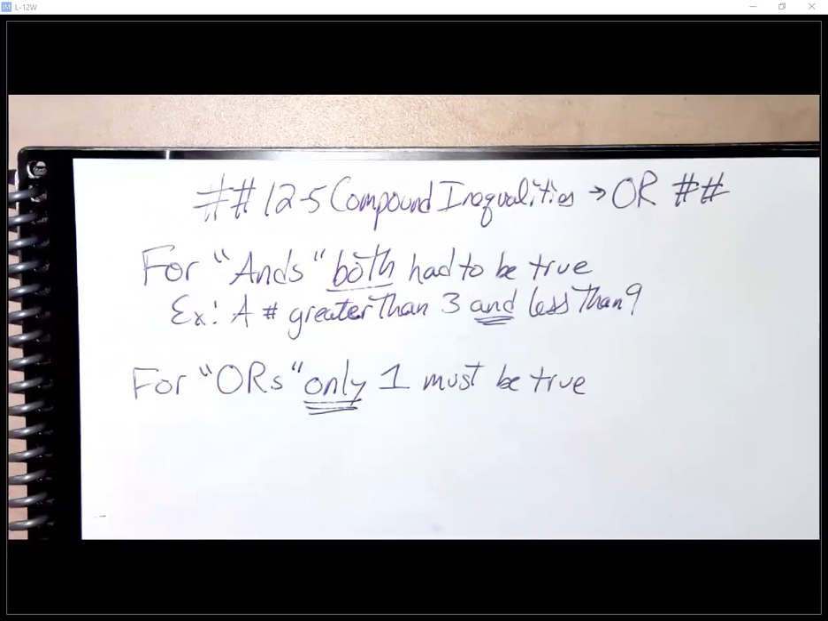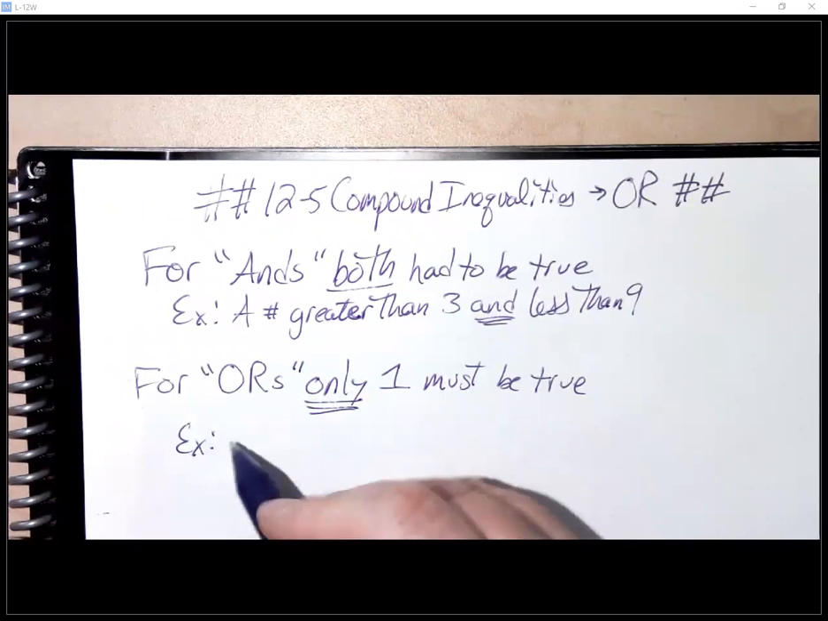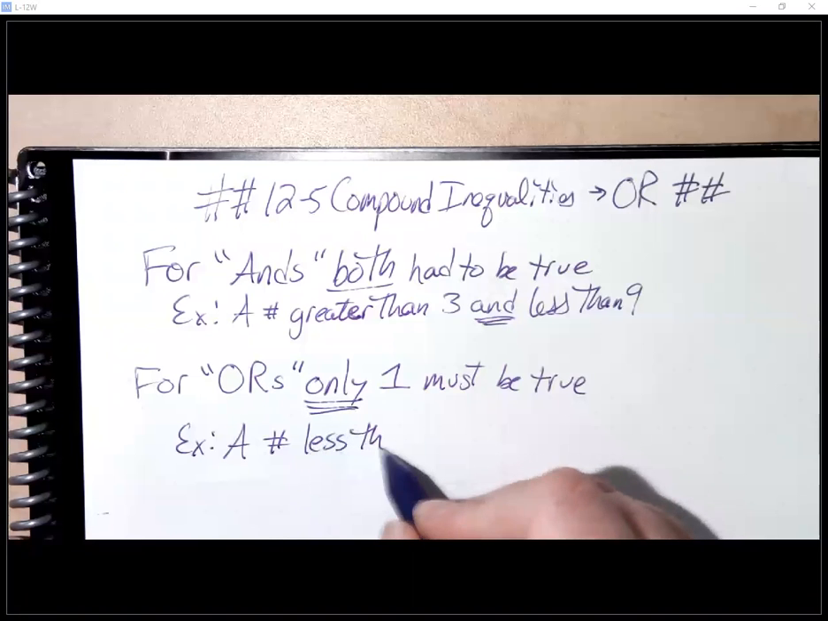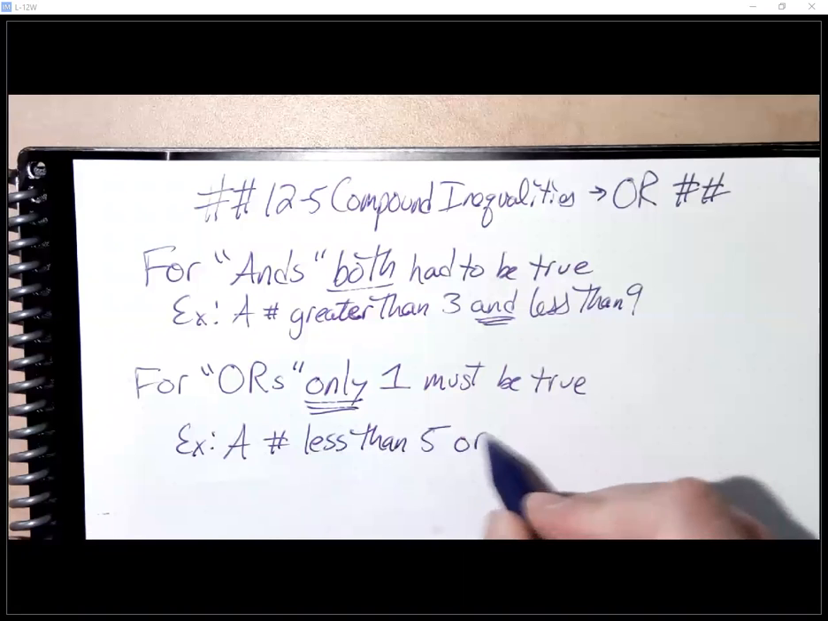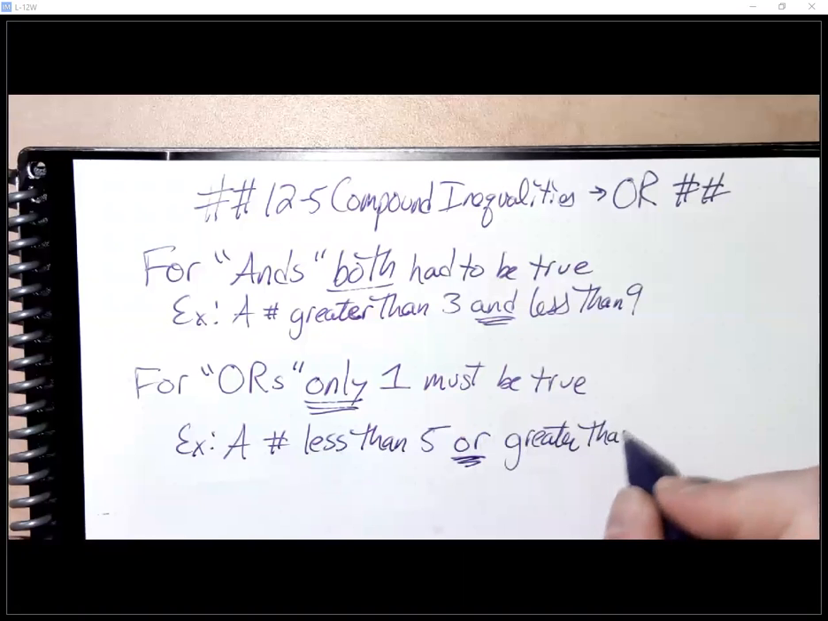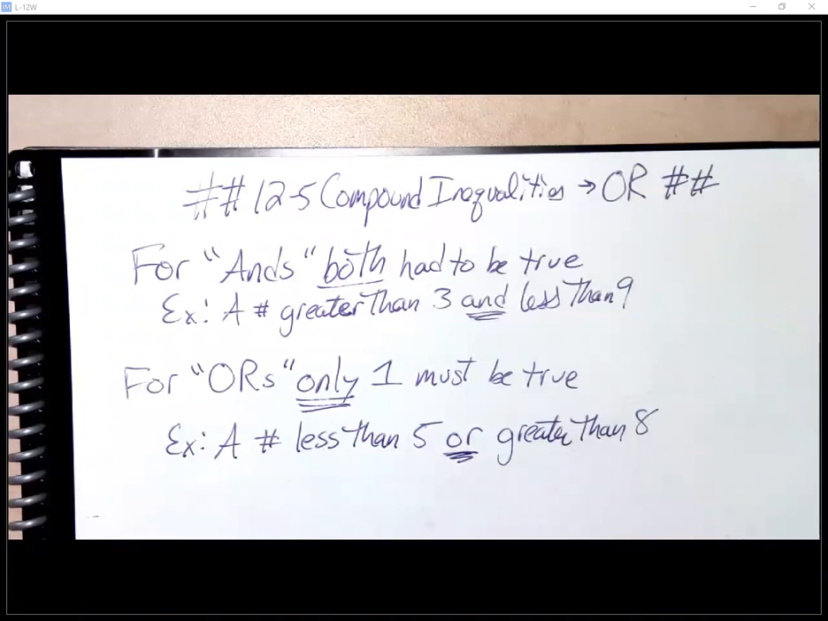So for example, I might say, give me a number less than 5 or greater than 8. There is no one single number that would fit both of these, right? That doesn't exist. There are no numbers that are less than 5 and greater than 8. But if I'm saying, hey, listen, just give me any number that's either less than 5 or greater than 8, you could give me lots of examples that work.